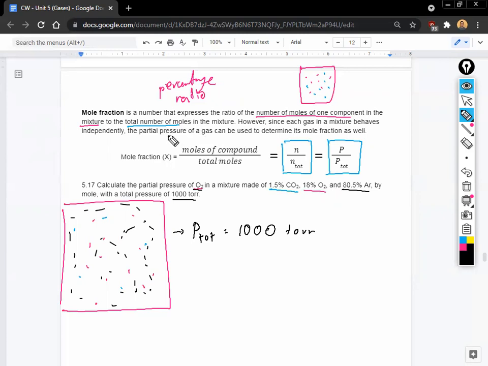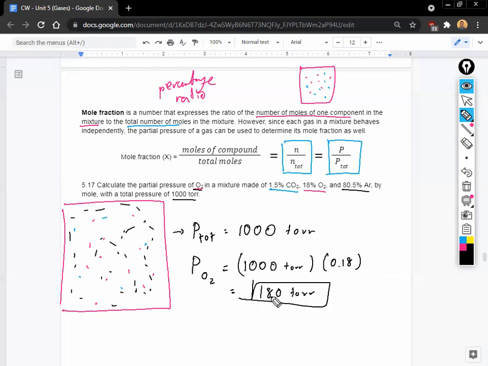Okay, so what the mole fraction is basically telling us is that depending on what the percentage is based on moles, you can also find the pressure. So if you notice, oxygen is 18%, right? So if I want to find the pressure of just the oxygen, all I need to do is take the total pressure, which is 1,000 torr, and just multiply it by 18%, which is 0.18. Okay. So if you get that, you should get 180 torr. That's basically what this concept is telling you.